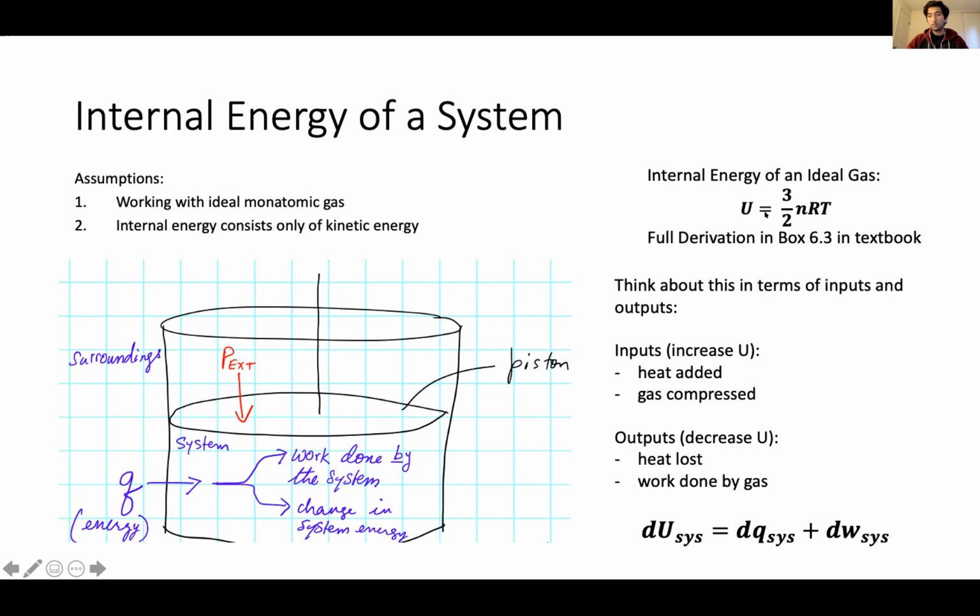And also, this is another useful equation that's very important for homework as well as midterms, which is that the internal energy of an ideal gas can be modeled by this. This is because we're only considering kinetic energy, so this is for an ideal monoatomic gas. Any questions so far?